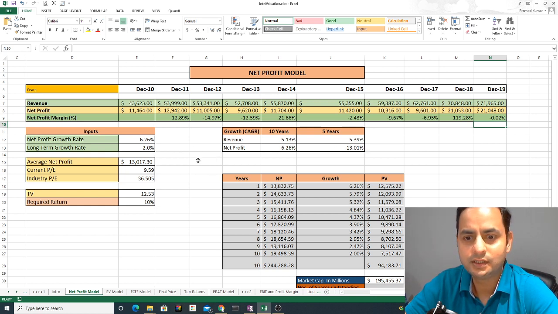Okay, so in order to use the model for the 10 years, I have taken the net profit growth rate, just to be on the conservative side, at 6.26, which is coming from here, the 10 years. And the long-term growth, I have taken as 2%. The current PE of this company is surprisingly, right now, only single digit, 9.59, as compared to the industry PE of 36.